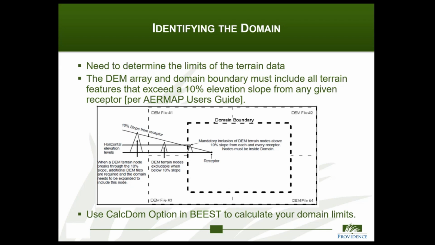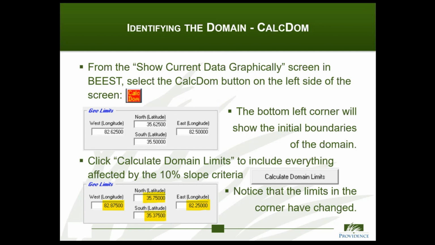Now, we have a little utility in BEEST that will help you calculate your domain limits. By the way, during this presentation, I'm going to cut back and forth between the PowerPoint presentation and an example we'll be doing in BEEST in order to demonstrate some of the things we're talking about here on screen. So again, we're working through the process of figuring out how big your domain should be. What we'll need to do here is from our Show Current Data Graphically screen in BEEST, we're going to select the CalcDom button on the left side of the screen. It's a little red button.